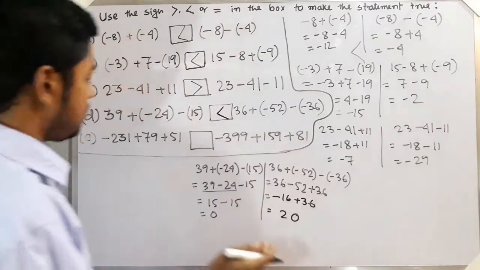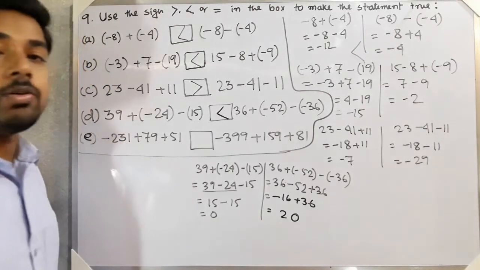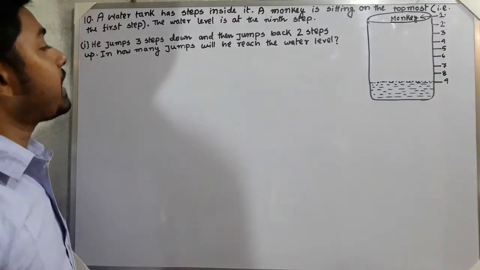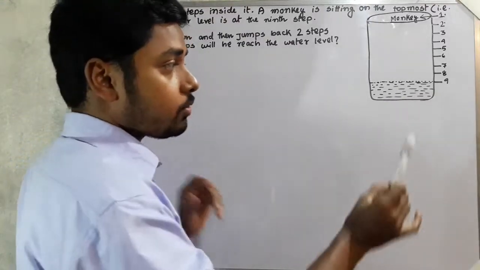And in this way also, you have to solve question number E. Pause the video to note it down. Now, question number 10 is asking what? There is a water tank. Try to understand the question first.